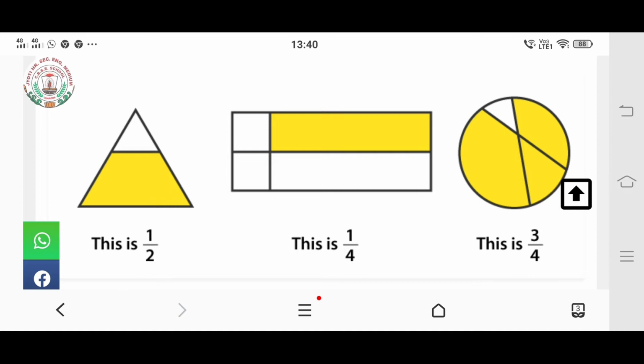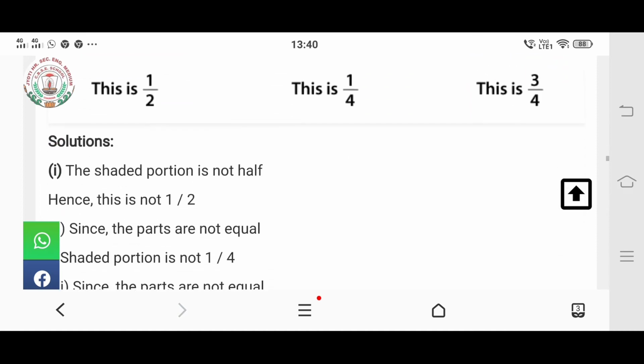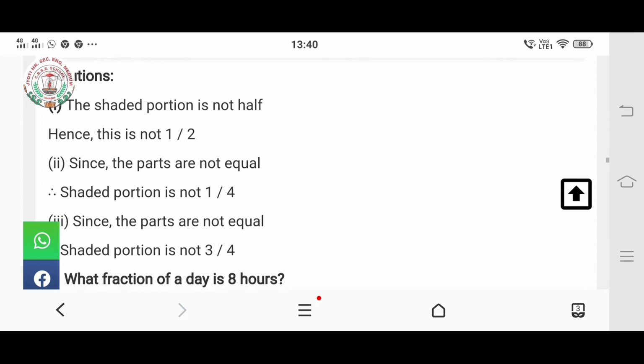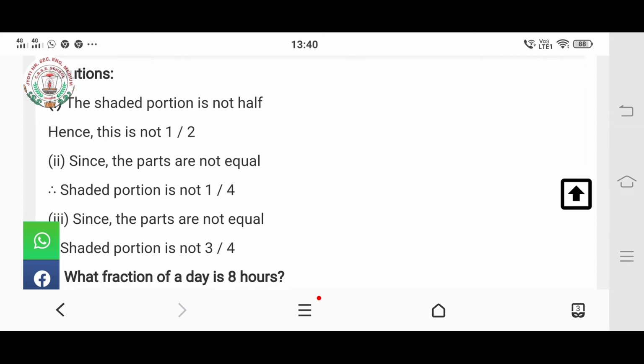Now see in what way you are going to write in your notebook. The first one, the shaded portion is not half. So this is not 1 by 2. Since the parts are not equal, the shaded part is not 1 by 4. Then the third one, since the parts are not equal, so the shaded portion is not 3 by 4.